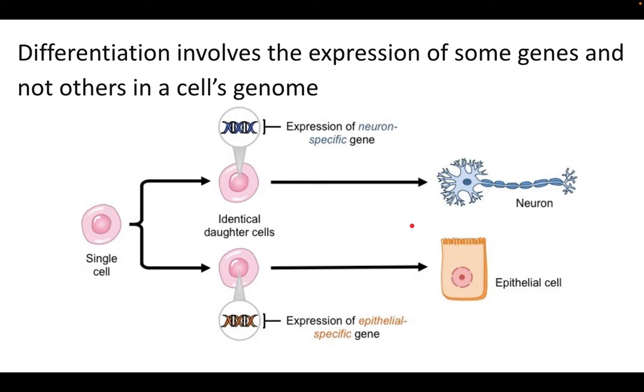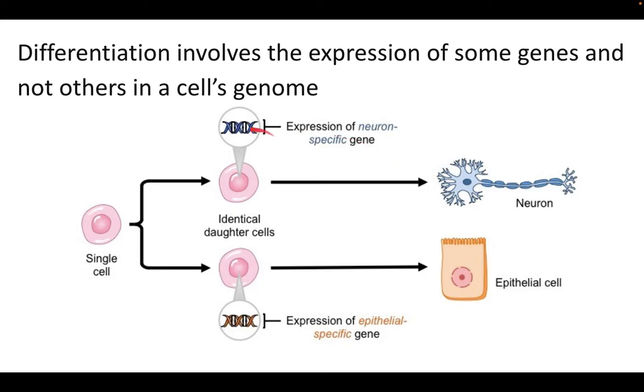Differentiation involves the expression of some genes and not others in a cell's genome. So even though all cells have all the genes in your genome, that doesn't mean that they're producing every possible protein at any moment. It means that they are expressing some regions of the DNA and silencing some regions of the DNA. It's like if you have a cookbook and you want to make a particular meal, maybe you'll look up 2 or 3 recipes. It doesn't mean that you make every single recipe in the cookbook.